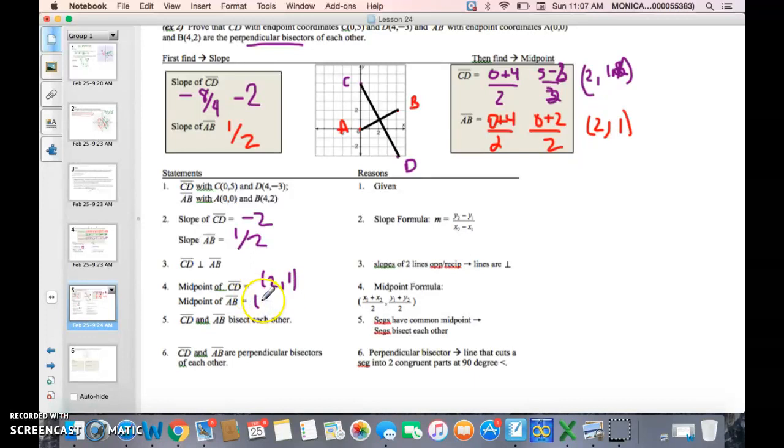And then the midpoint of AB is also at 2, 1. And that was the midpoint formula. So I can say that they bisect each other because segments have a common midpoint. The segments are going to bisect each other. So now I can in fact prove that these two are perpendicular bisectors of each other because the segments are cut into two congruent parts at a 90-degree angle. All right, so this is my statements and my reasons. And again, the hardest part is to do the math to prove that this is in fact the case.